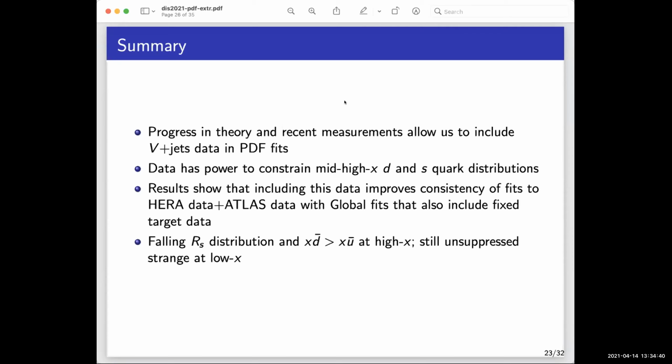The results show that including this data gives a consistency of fits to HERA plus ATLAS data with global fits that also include, for example, fixed target data. And this falling RS distribution that we now see is different to what we saw before, and also this xd minus xu positivity at high x is something we didn't have before with our fits, and we still have this unsuppressed strange at lower x.